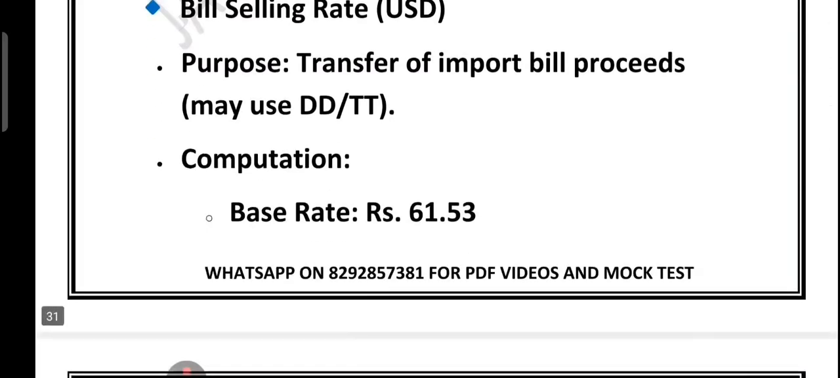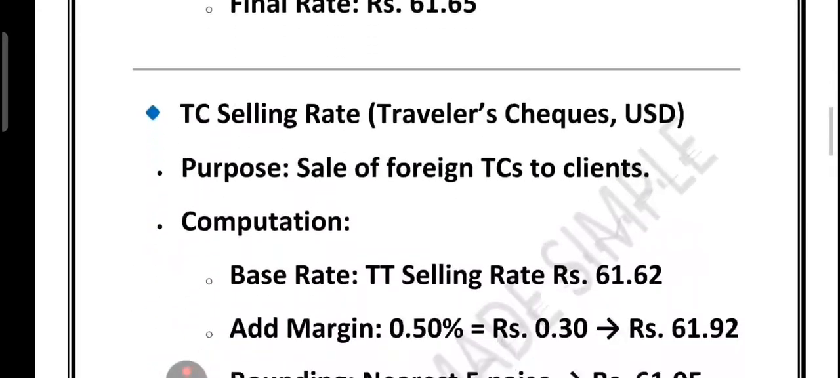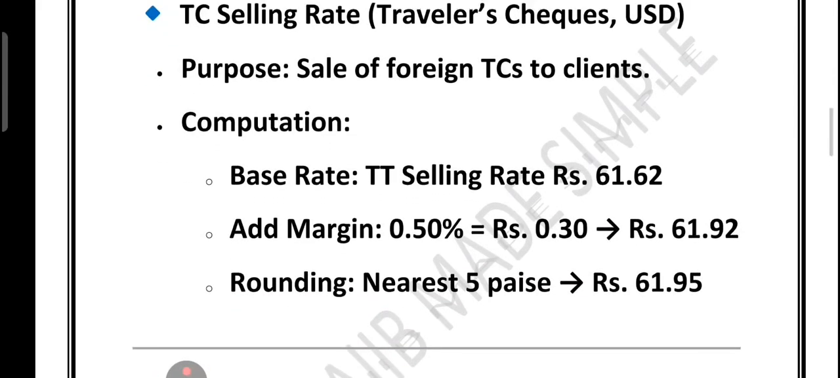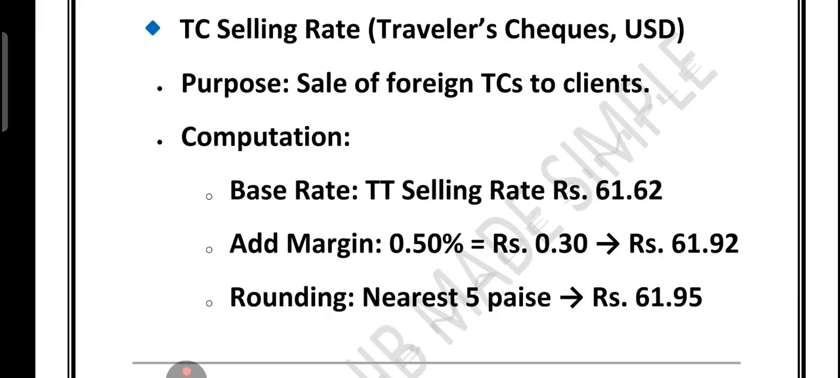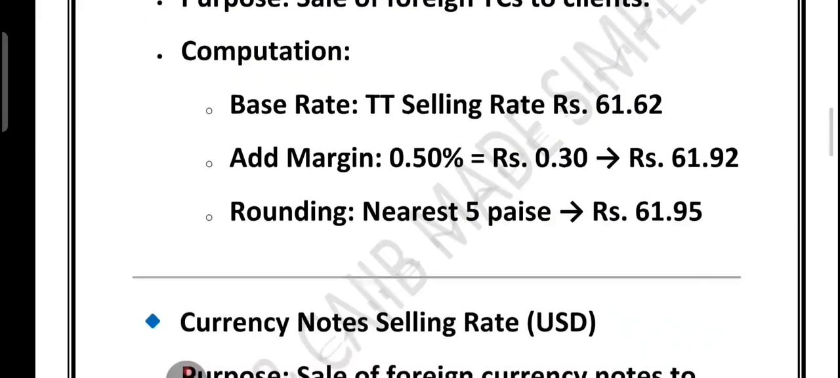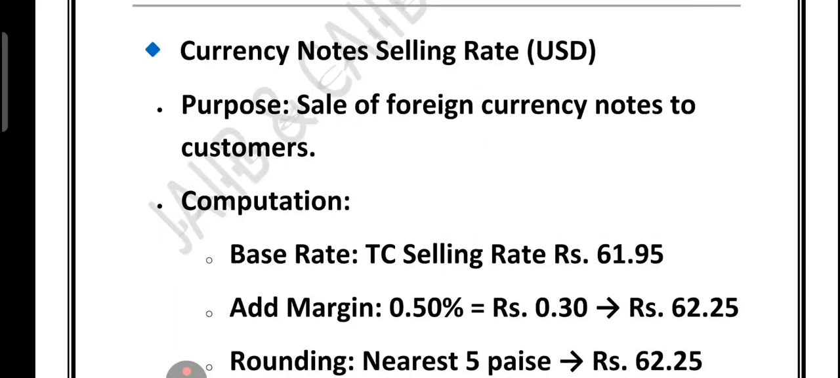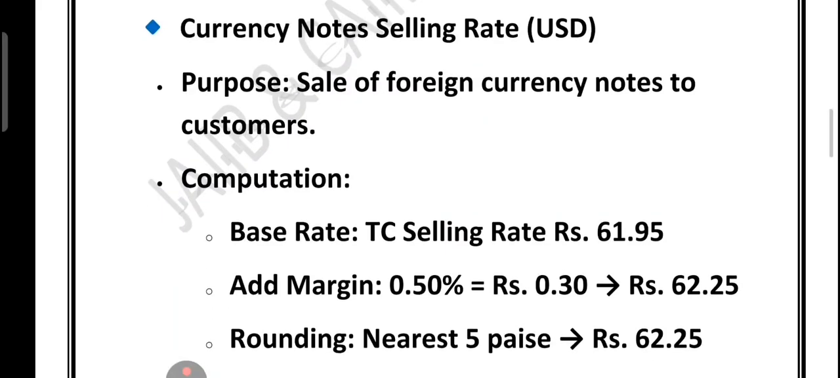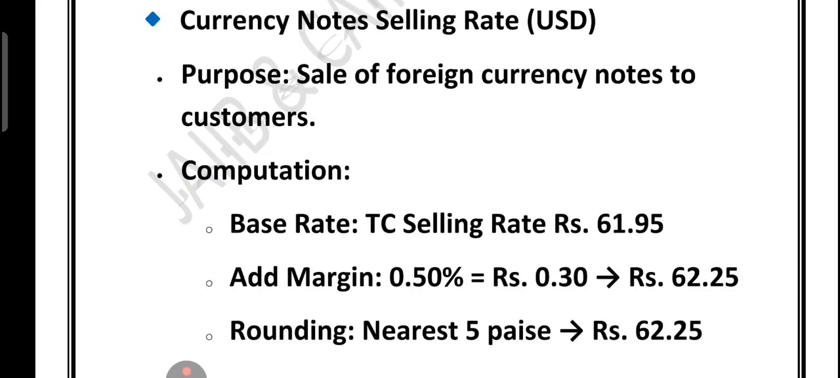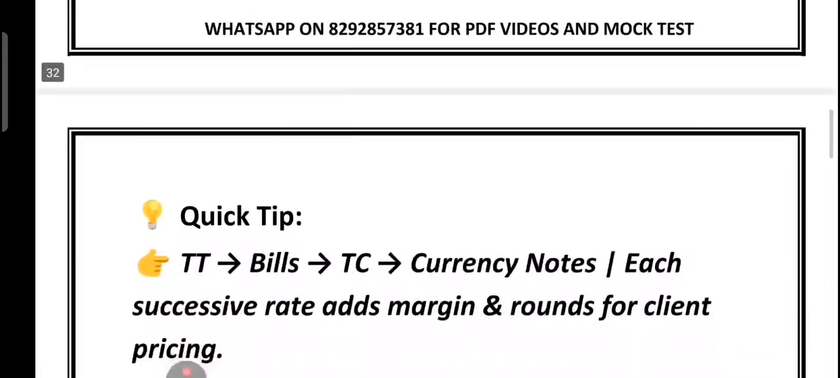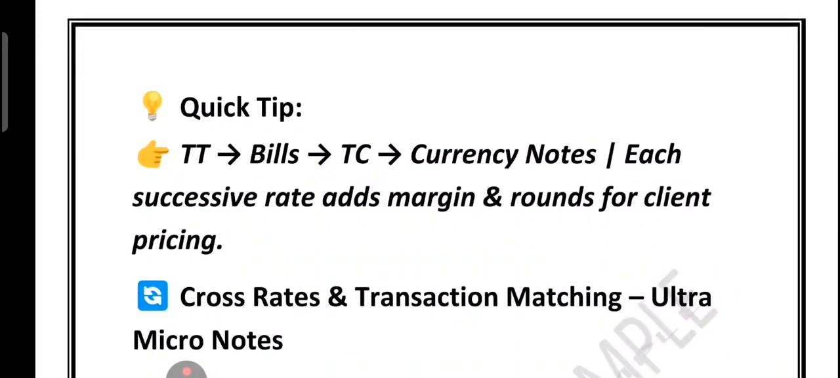Now let's talk about financial derivatives, and before that, the TC selling rate, the traveler check selling rate. Again it is very simple. You are selling the foreign traveler check to the client. Take the base rate, add margin, and that's it. Then we have the currency note selling rate, the CN selling rate. You are selling foreign currency notes to the customer. Take the base rate, add margin, and you get the foreign currency selling rate. So these are the steps that you have to follow: TT, bill, TC, currency notes, etc.